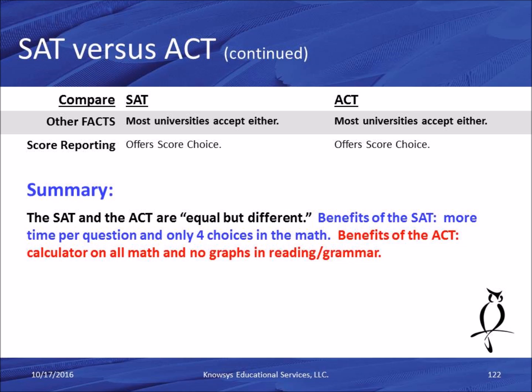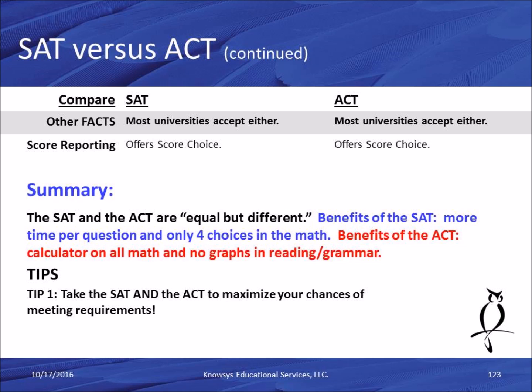Benefits of the SAT, more time per question, only 4 choices in the math, whereas ACT has 5. Benefits of the ACT, right? You can use a calculator on all the math questions, and there are no graphs in the reading and grammar sections. So, separate but equal.